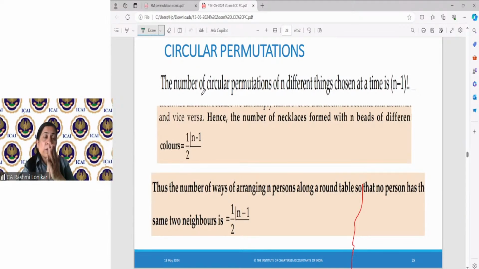But because, for example, for the beads, if I see the necklace from this side or this side, it is going to be the same because the beads are all round. You will not be able to make a difference. So it is n minus 1 factorial upon 2. Now, what is this symbol? I have purposely taken this because you can write like this or you can write like this also. Okay, these are all the symbols for factorial. Okay, so for necklaces, what is the formula? This is n minus 1 factorial upon 2. Okay, see, this is not n minus 1 upon 2, take n minus 1 factorial, then divide it by 2. Okay, number of ways of arranging n people around a round table so that no person has the same two neighbors. This condition is very important, is this formula.